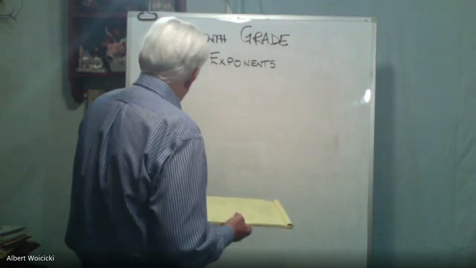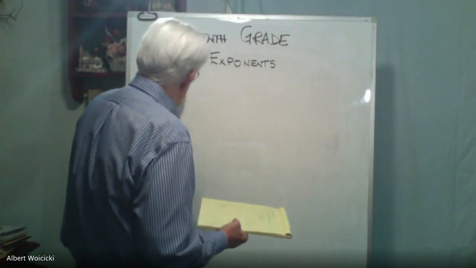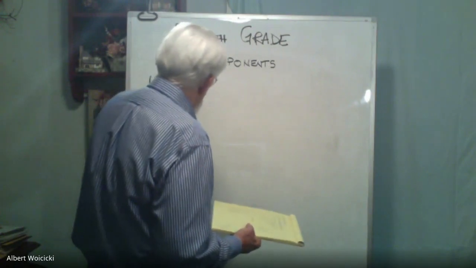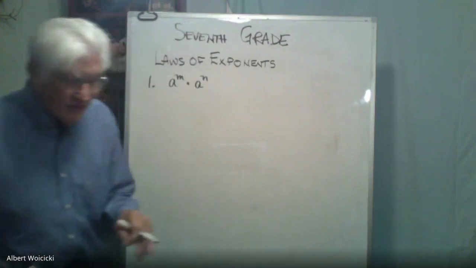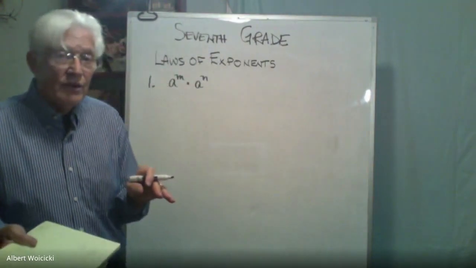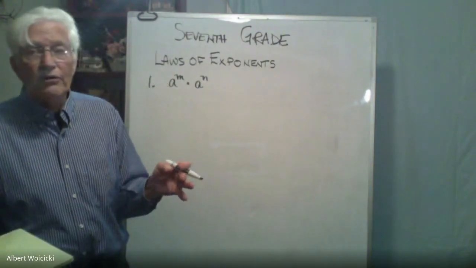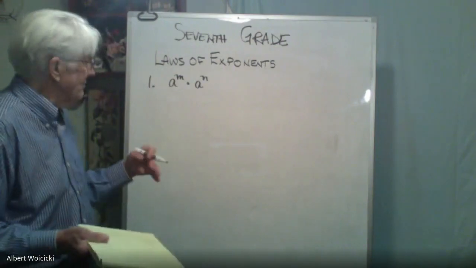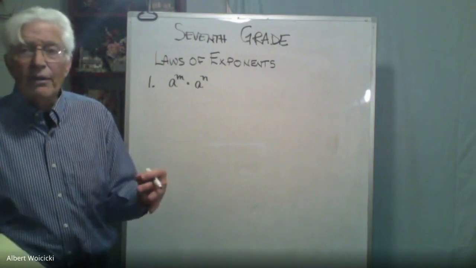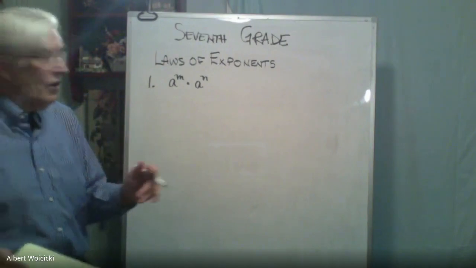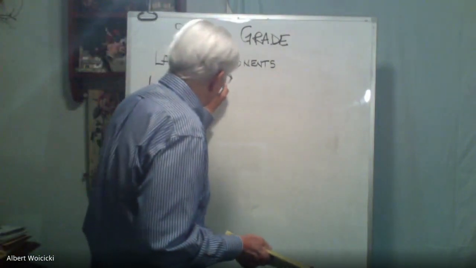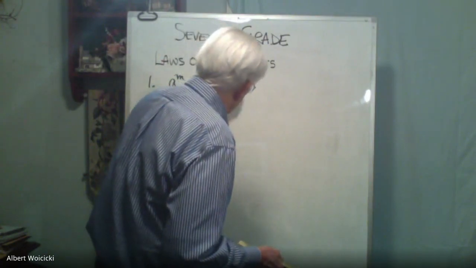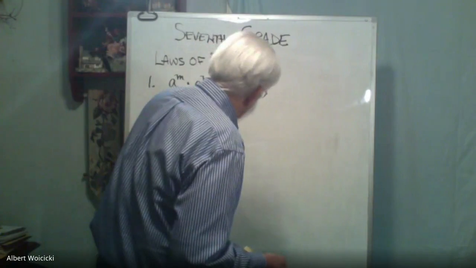Number one, a to the m times a to the n. So I'm raising the same base to two different exponents. They could be the same exponent, a to the m times a to the m. It doesn't matter. The point is, what am I going to do with those exponents? It's going to be a to the m plus n.